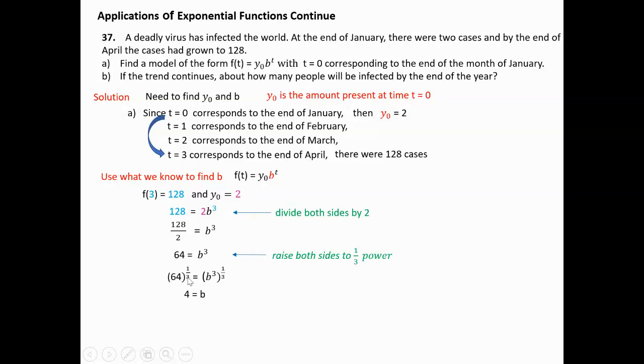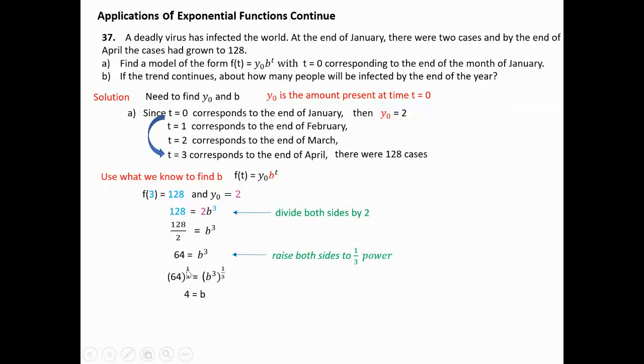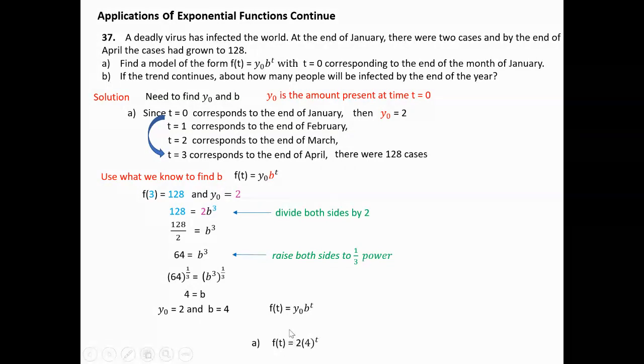64 to the 1/3 power. If we apply the exponent to radical rule, it'll be the cube root of 64, which would be 4. Or you can plug this in the calculator. 64 to the power of 1/3 will give us 4. So my b is 4. So I found my y naught and I found my b. Now all we do is plug it into the formula. So this is the formula for part A. This is the answer for part A here, guys. Now let's do the b part.